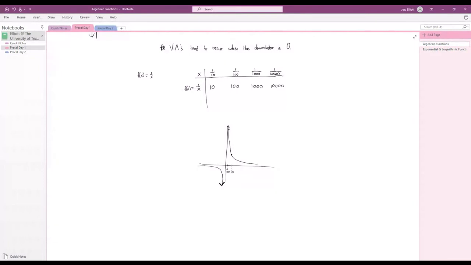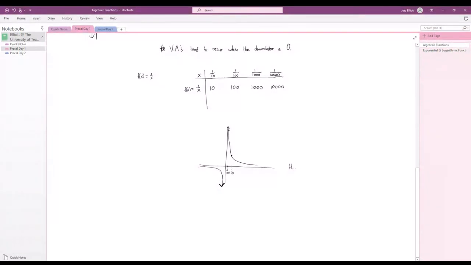By the way, everyone pointed out that we had this vertical asymptote at x equals 0. Do you guys notice that there's also a horizontal asymptote in this example as well? So yeah, if you look at this graph here, it also has a horizontal asymptote along the x-axis, which is where y is 0.